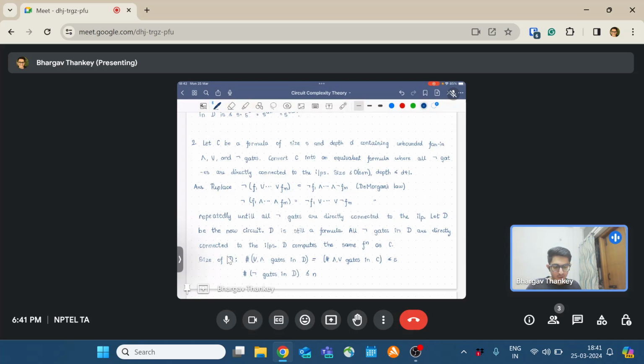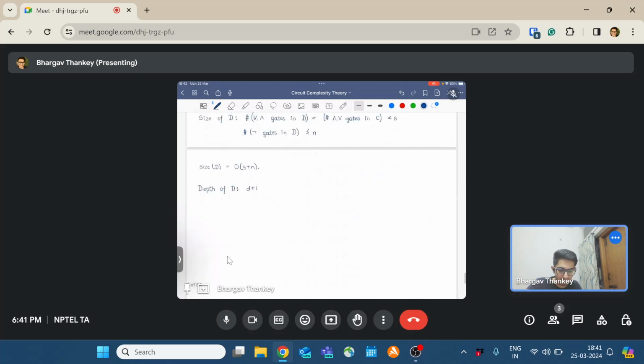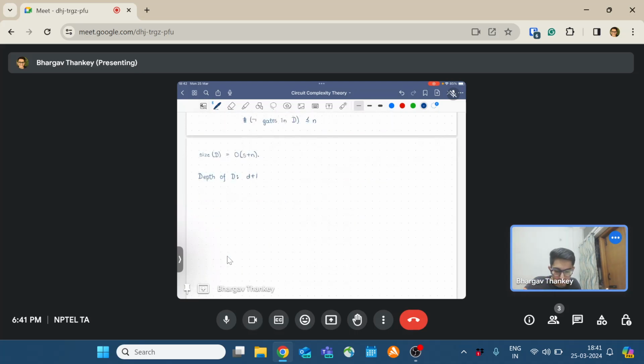Okay, so now we have pushed all the NOT gates to the bottommost level. Now what we want to do is ensure that the AND and OR gates are alternating, right? So let's see.